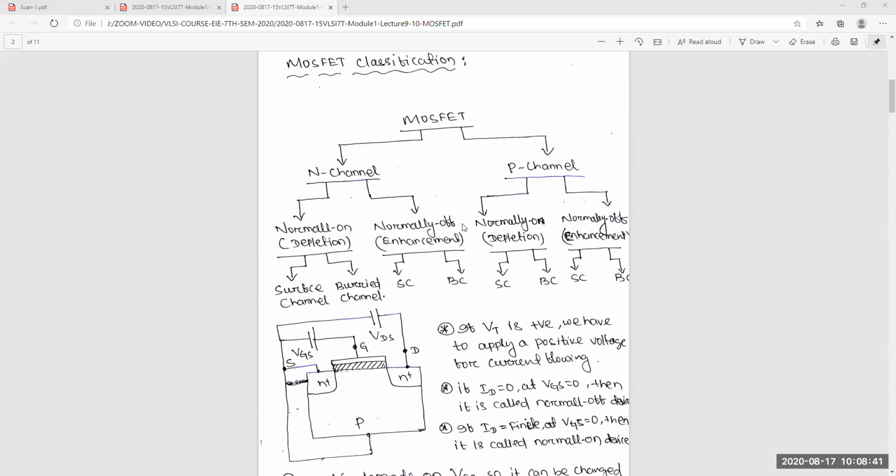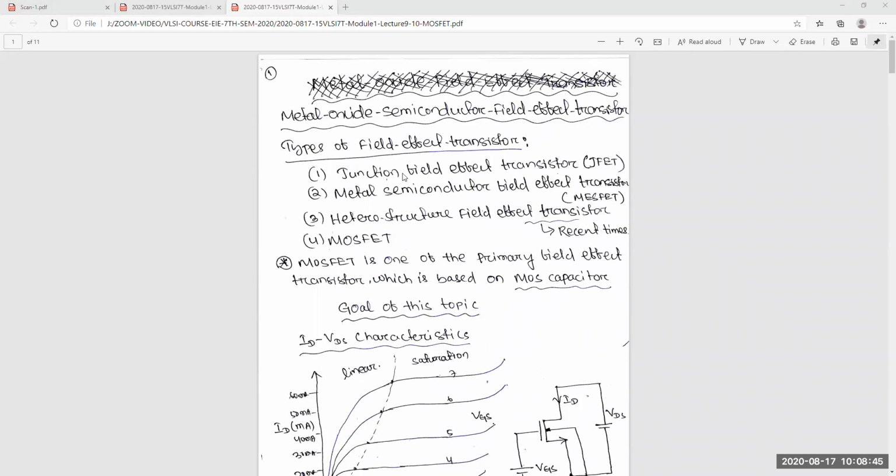Now we'll see. Another thing I have mentioned in the text is the different types of field effect transistor. One is the junction field effect transistor, the metal semiconductor field effect transistor, MESFET, the heterostructure field effect transistor, and the metal oxide semiconductor field effect transistor. But here we will discuss only the MOSFET, the metal oxide semiconductor field effect transistor.